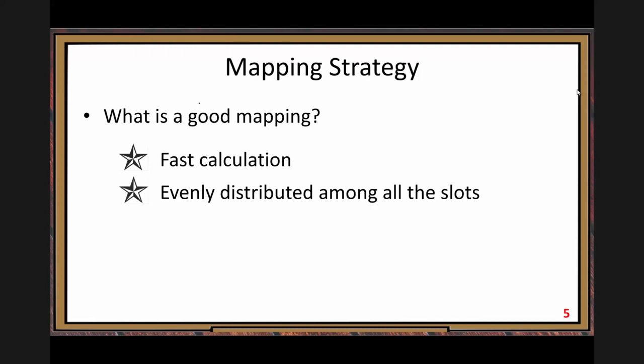Evenly distributed among all the slots. Mapping: after you apply a certain mapping strategy, you get a result, key numbers, keys. But usually those keys would give you locations of the slots. You would like to have those locations evenly distributed among all the slots.